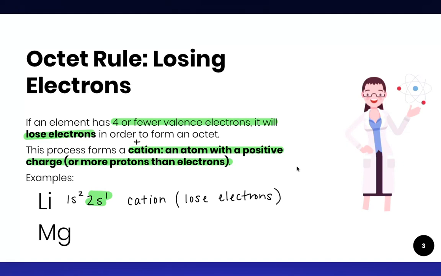Magnesium has 12 electrons, and I will write out its electron configuration. This one has 2 electrons in the highest level. 2 is less than 4, so it is going to form a cation and lose electrons.